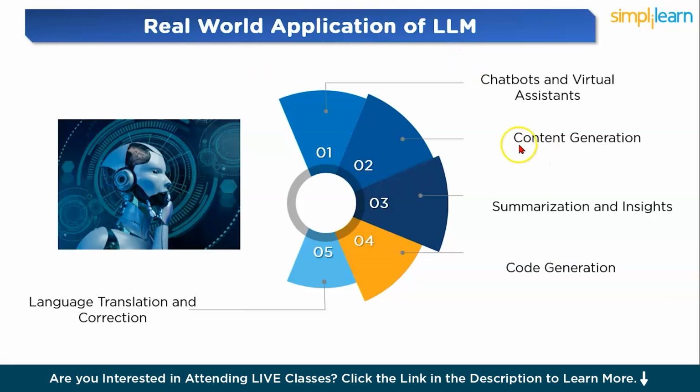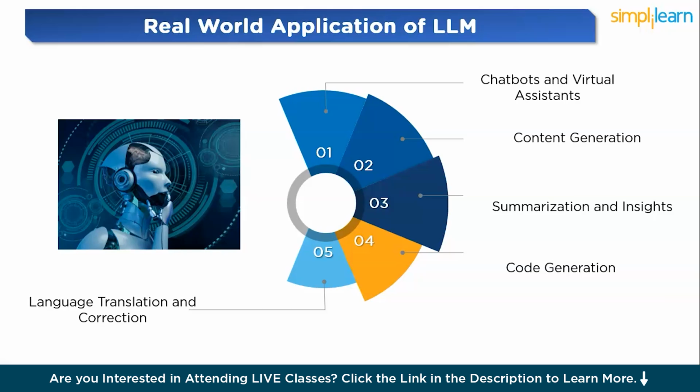The next one we have over here is content generation. From blog intros to product descriptions, LLMs can generate content at scale, making them valuable for marketing apps and writing tools. Next, we have summarization and insights. Apps like news aggregators or legal tools use LLMs to summarize long documents into digestible insights.